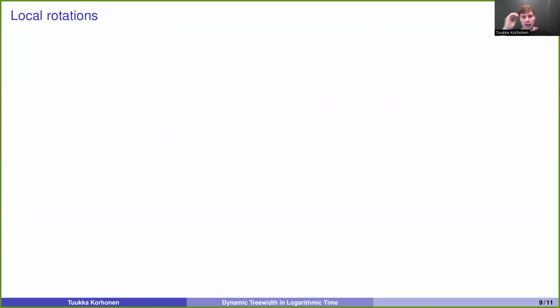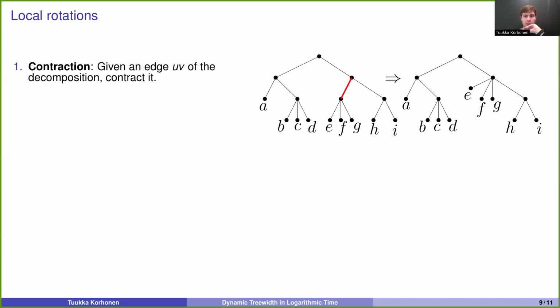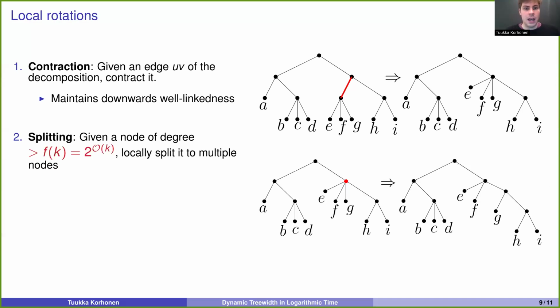So what's now the key thing, while maintaining these invariants, we can actually implement two kinds of local rotations. The first rotation is contraction. When we have an edge of this branch decomposition, we can contract this edge, like in this picture, we're contracting this red edge. Clearly it maintains downwards well-linkedness, but it increases the degree.